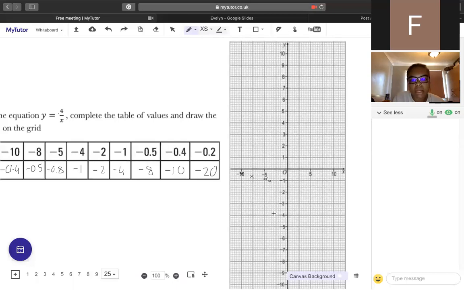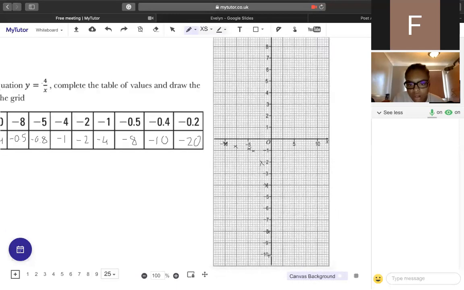Minus 2, minus 2. So minus 2 is over, yep, here. Then you have minus 1, minus 4. So it's now going to go around here. And you can have minus 0.5, minus 8. So that would be around here. And then minus 0.4, minus 10. So it will just be a little bit closer to the y-axis.